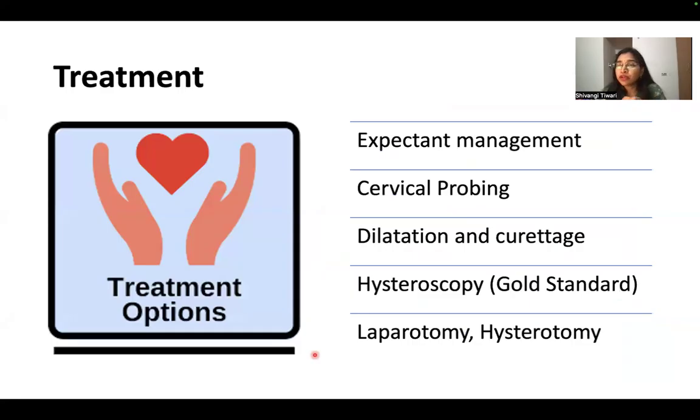So, treatment options. What are the treatment options available? We can do expectant management, cervical probing, dilatation and curettage, hysteroscopy, the gold standard, laparotomy or hysterotomy. These expectant management, cervical probing, D&C, they are old. Now we are not using these things. What we are using is hysteroscopic adhesiolysis. That only we are doing. That is the gold standard. If it is difficult, not possible, then only some people go for laparotomy. Otherwise, hysteroscopic adhesiolysis is okay.